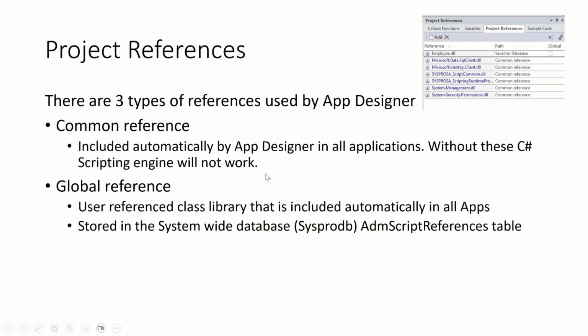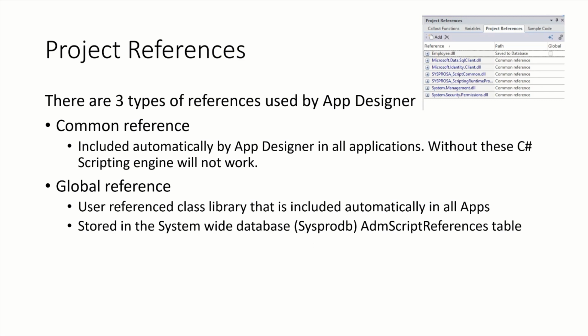There are some global references. And if you add a link to a DLL, possibly like this employee DLL right at the top here, and you mark it as a global, then this DLL will be included automatically in every single app that you create. So the advantage here is that you may well create a generic Syspro Utilities DLL that you want in every single one of your apps, because it's got a load of classes in it that are very, very useful. So there's one way of doing it.